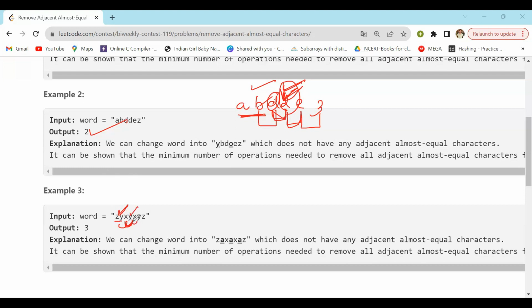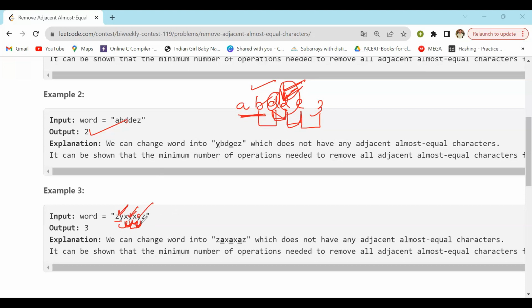Again, Y and X, are they almost equal? Yeah, they're almost equal. Which one should we change? First one, because the first one was already changed before, so changing this won't cost an operation. Okay. Now moving ahead, X and Y, are they almost equal? Yeah. Which one should we change, first or second? Obviously the second one, because if the first one was touched before we should touch it, else we should prioritize the second one. We change the second one.